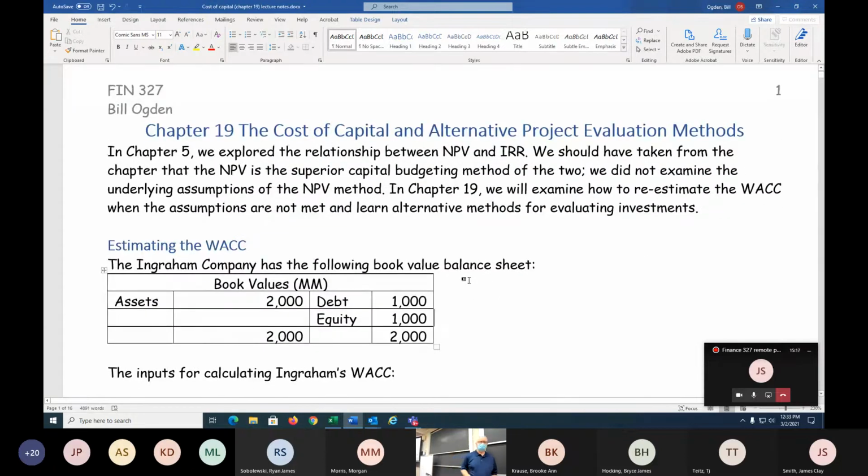All right, in chapter 5, we explored the relationship between NPV and IRR. We should have taken from this that NPV is the superior of the two. However, we did not examine the underlying assumptions of the NPV method. In chapter 19, we will examine how to re-estimate the WACC when the assumptions are not met. And we'll also learn alternative methods for evaluating investments.